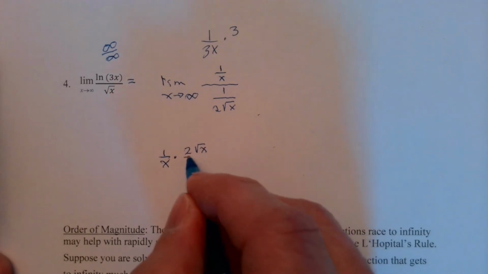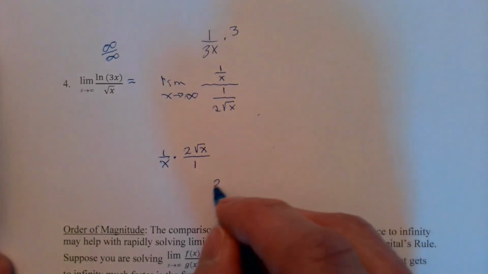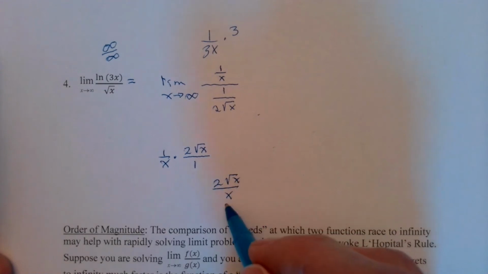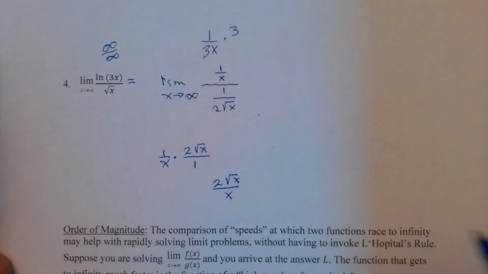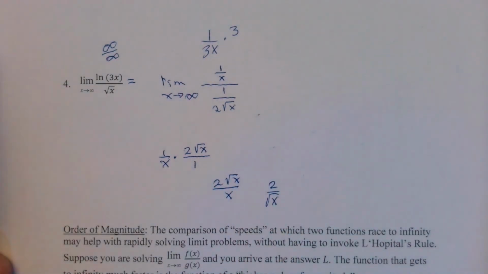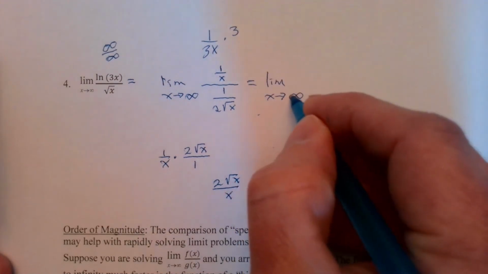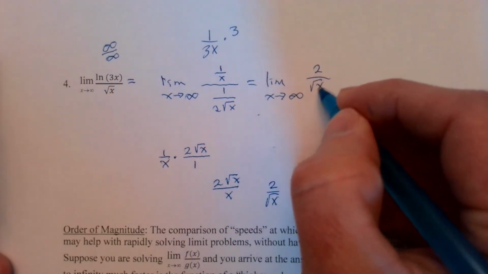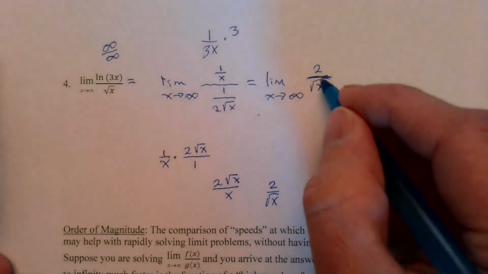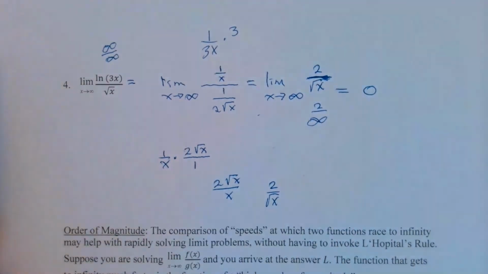is you invert the divisor, multiply by the reciprocal. You get 2 root x over x, but you can cancel square root of x and x, and that's going to leave you 2 over root x in the denominator. So let's go back up and make this substitution and take the limit as x approaches infinity of 2 over root x. This has the form 2 over infinity, which is, of course, 0, and that's the answer to problem 4.